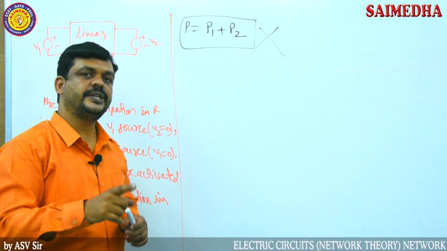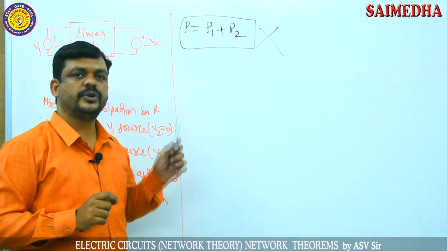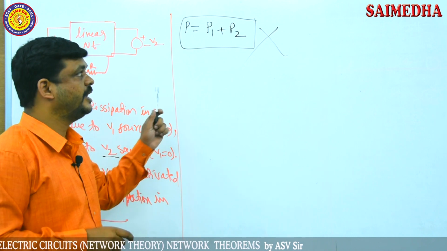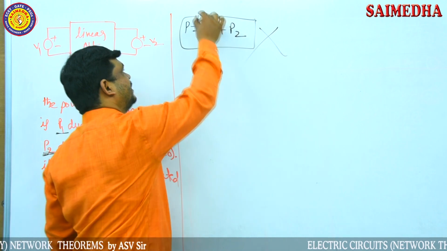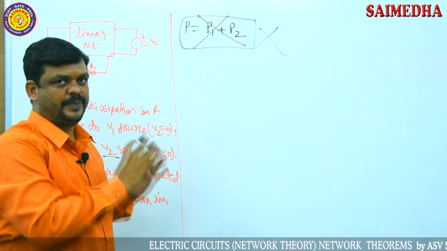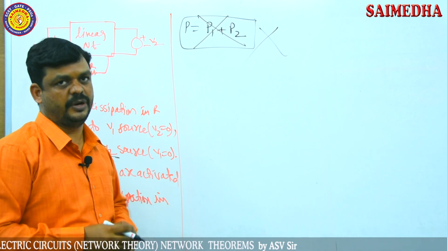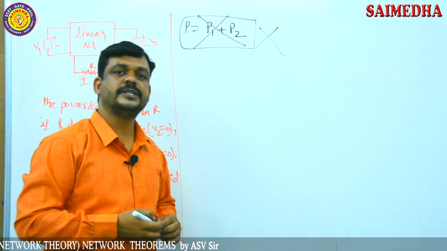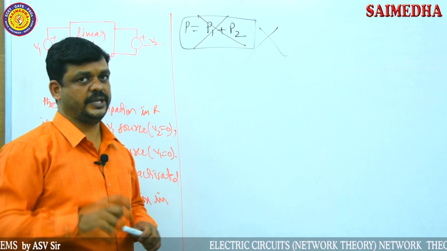This is wrong because the superposition theorem is not applicable to determine power. To determine voltage and current, the superposition theorem is applicable. It is not applicable to determine the power. So don't apply the superposition theorem for power measurements. Don't write this answer. This is completely wrong. So don't write this relation P is equal to P1 plus P2. It's not suitable here. But the superposition theorem is applicable to determine current or voltages.